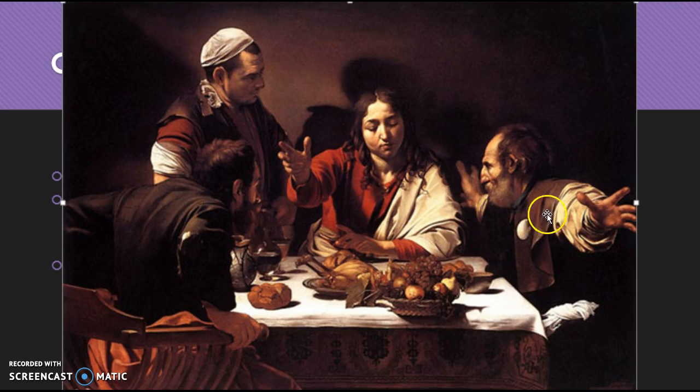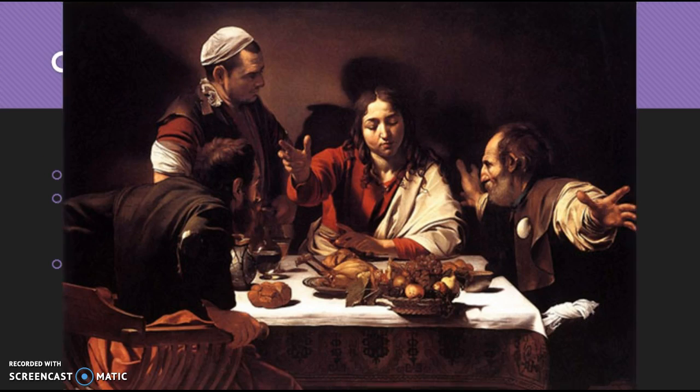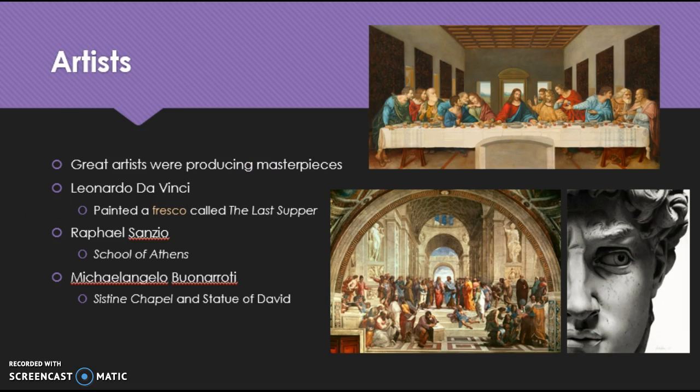We can almost see a ray of light coming in. And shadows, we can see lots of darkness. Okay, so those are two techniques that are used during the Renaissance that we can see in this example. All right, let's talk about some of the artists.